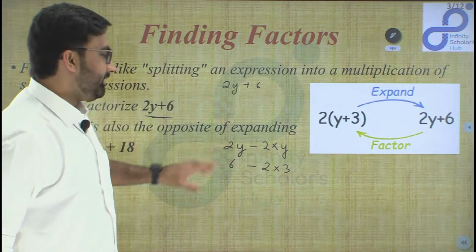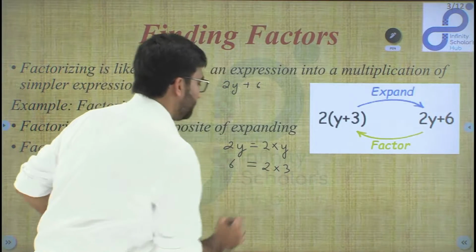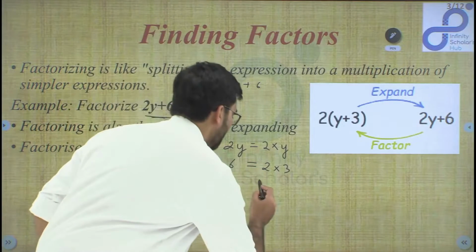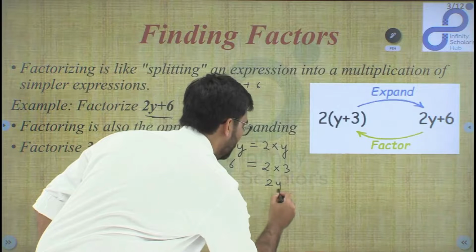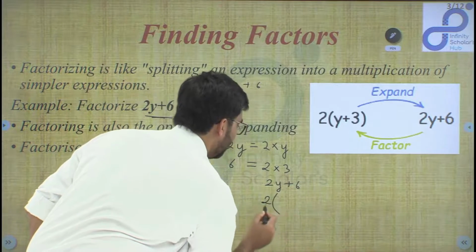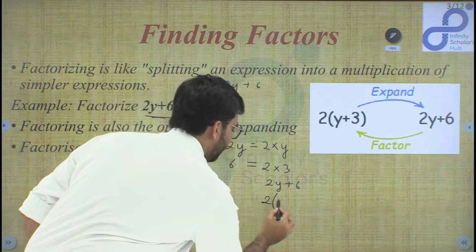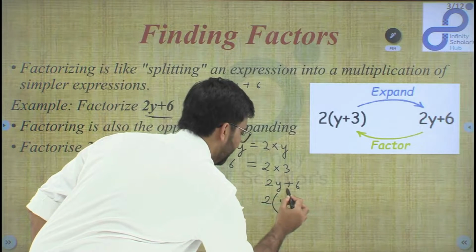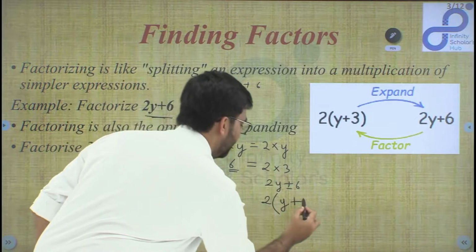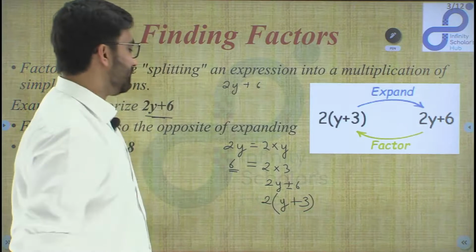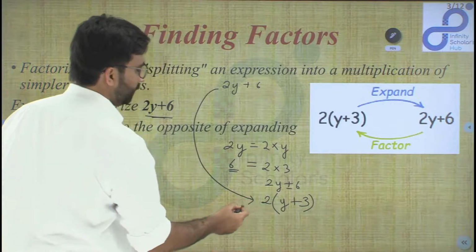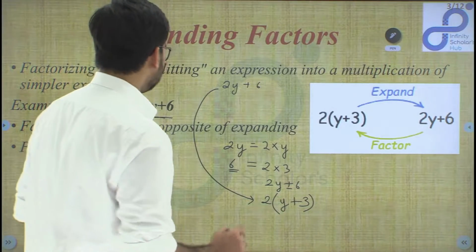Now that means both these terms have 2 as the common factor. So how do I write? We have 2y plus 6. What is common? 2 is common, and inside the bracket, in the first term I have y left out, in between I have a positive sign so I will write positive, and in the second term I have 3 left out, so I will write 3. So when you factorize 2y plus 6, it will give you 2 into brackets y plus 3.